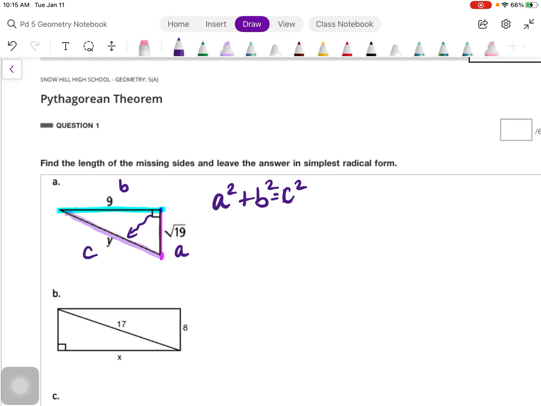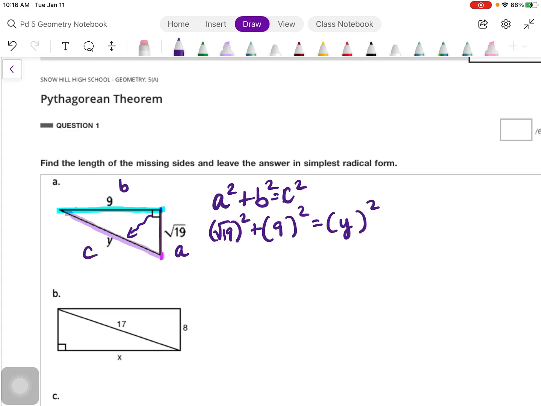So we're going to plug in all the values. And you want to plug in those values just as they're shown. Okay, so A is the square root of 19, B is 9, and C is Y. All right, so from there we need to go through and evaluate this.